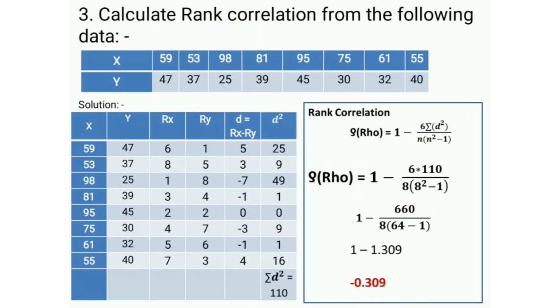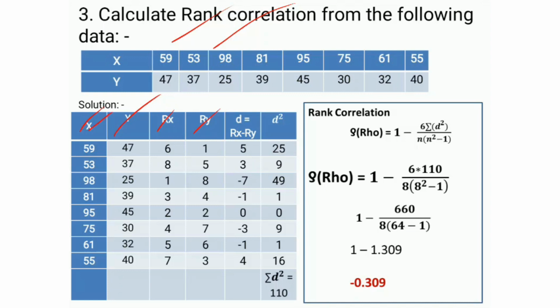The third question is, calculate rank correlation from the following data. They have asked to calculate Spearman's rank correlation between the X and Y variables. The X variable is written in the first column and the Y variable in the second column. After writing these two columns, the third column is Rx and the fourth is Ry. Rx is the ranking for the X values.